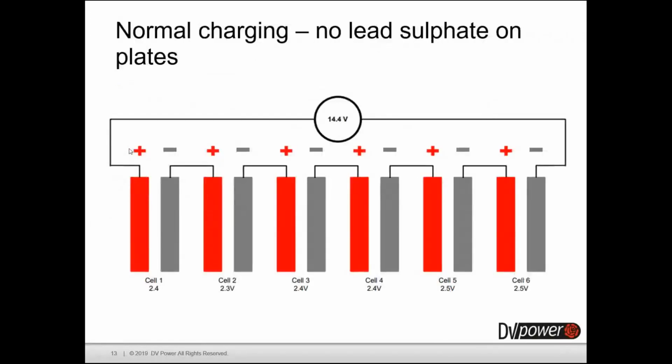So in a normal charging, you have a voltage threshold around 2.4 volts per cell, and you are charging the battery, and that is normal. But in so-called equalized charging, that voltage threshold is higher, so it's around 2.5, even 2.6.